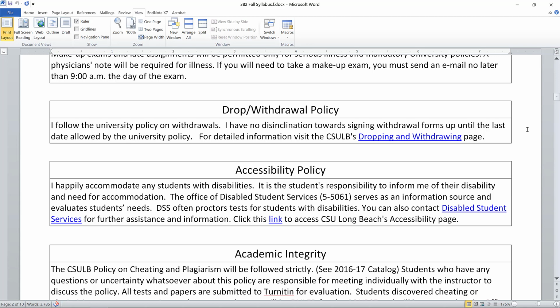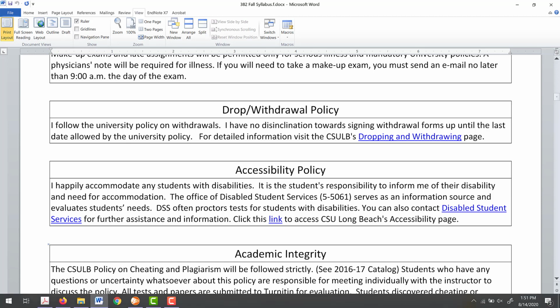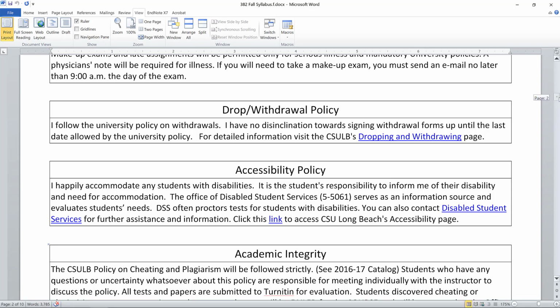And this is all done through the Office of Disabled Services. Here's the Disabled Services on-campus phone extension, and they serve as a source for evaluating students' needs. They also can sometimes proctor tests, though I don't think they'll be fulfilling this role in our class. And here's a link. There's also a link on our homepage for the course.